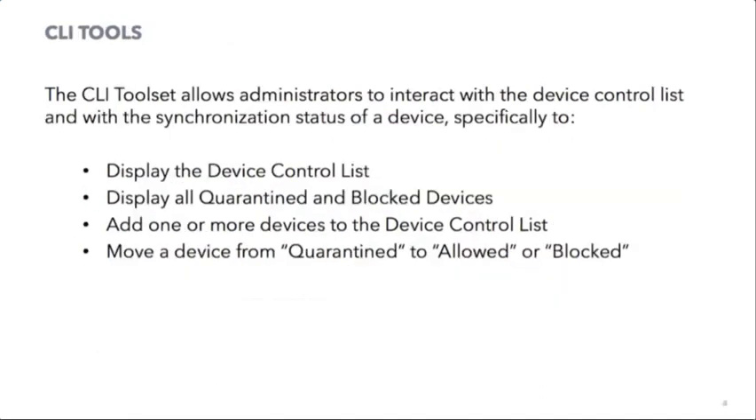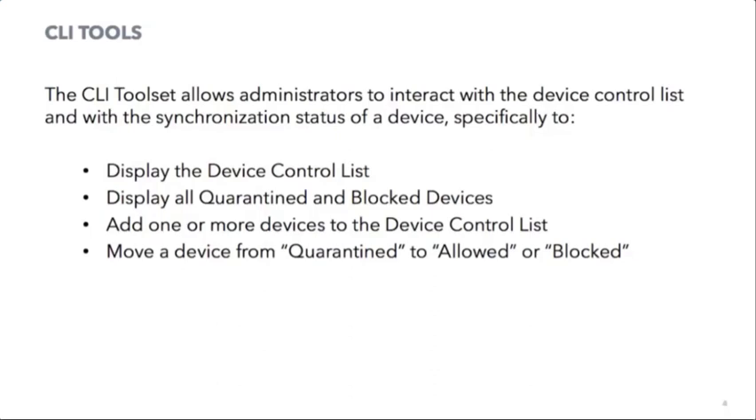Using the CLI tools, it's currently working at a system-wide level, so it impacts all users across the entire estate of your Zimbra service. It's not defined at a class of service or a domain level, but from the CLI you can display the list of control devices. You can display all devices that have been put into quarantine. Typically a device would go into the quarantine list on the first initiation of synchronization.